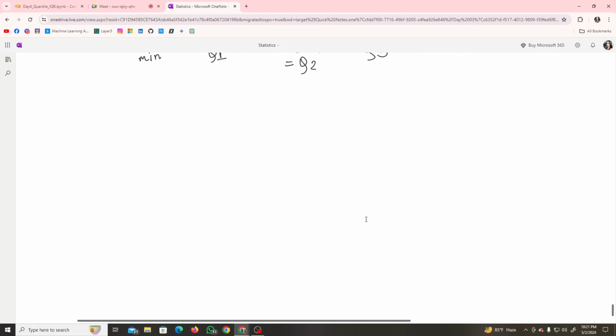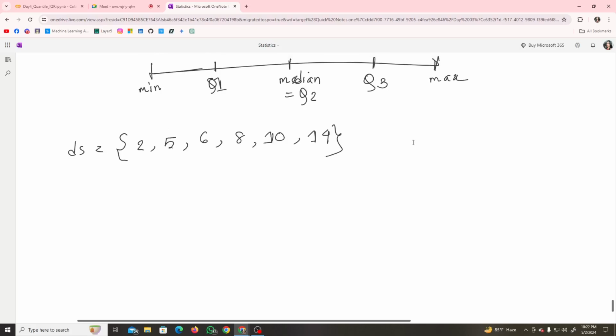Okay, let's talk about a dataset. Suppose this is your dataset where you have 2, 5, 6, 8, 10, and 14, a very small dataset to make this easy to understand. So in this dataset, what should be your Q1, or your median, or your Q3? Can anyone tell me?